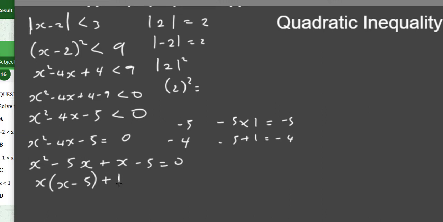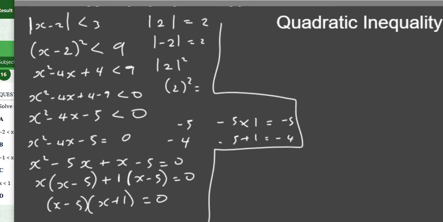So the next thing I want to do is to find the value of x. In this case, x minus 5 equals 0, which means x equals 5. For the other case, if x plus 1 is equal to 0, it means x equals minus 1. So x is either 5 or minus 1.